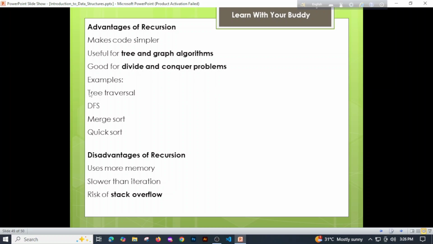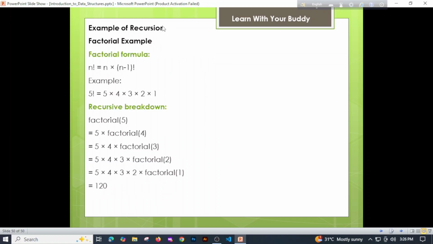And in disadvantages we can see that it uses more memory and is slower than iteration, and also here we have a risk of stack overflow. Well, we have learned about overflow before, I guess. So yeah, that's it. And then we have some examples like factorial problems.